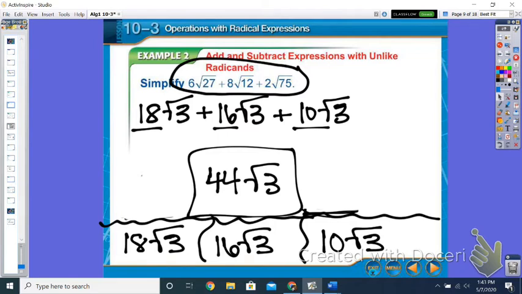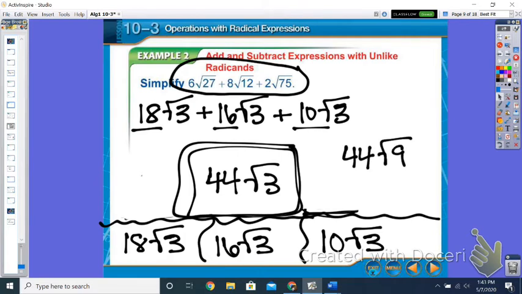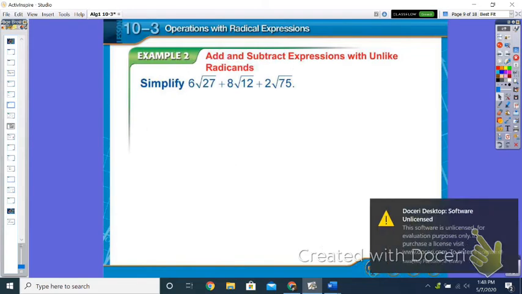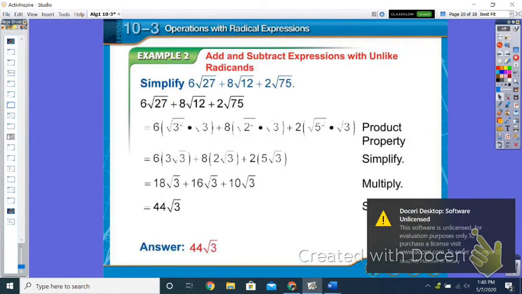The only other way that your answer could be wrong, even if it matches on the calculator, is if your final answer could be simplified. So say, for example, if instead of 44 root 3, we had 44 root 9, this 9 could have been factored down to 3 and 3, and then we could have brought a 3 out, and we should have a more simplified answer. Otherwise, because that obviously did not happen here, if you do the calculator test and it works, then you know you did it correctly. So 44 root 3.